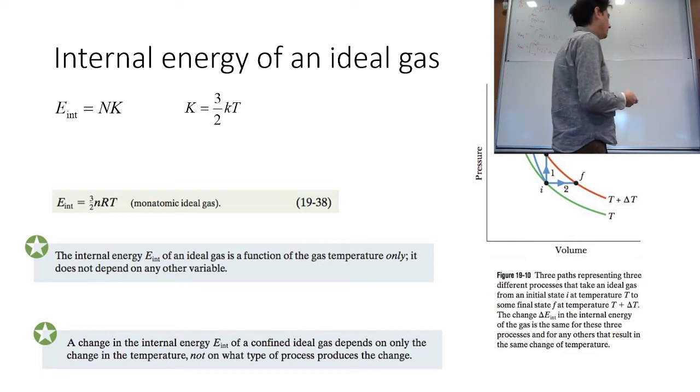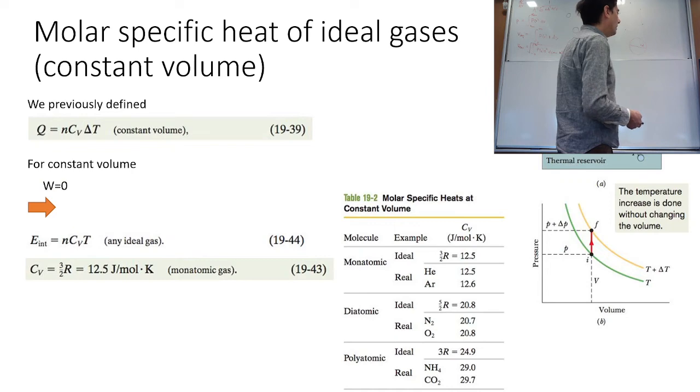Okay, so the internal energy of an ideal gas is a function of temperature only. The change in the internal energy of a confined ideal gas depends only on the change in temperature, not on what type of process produces the change. It's a similar point.